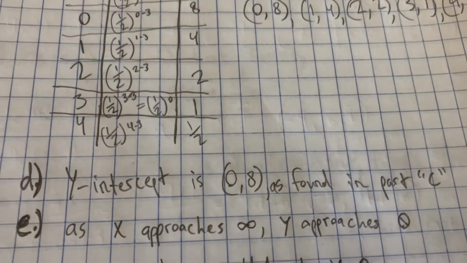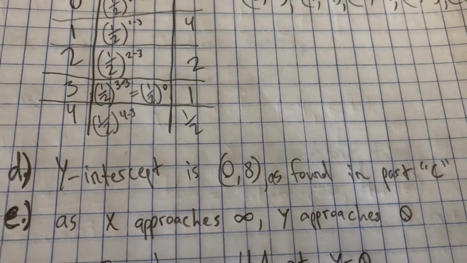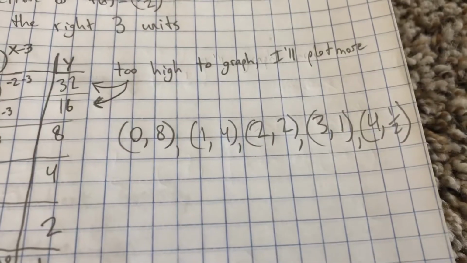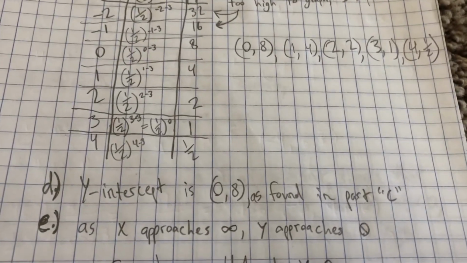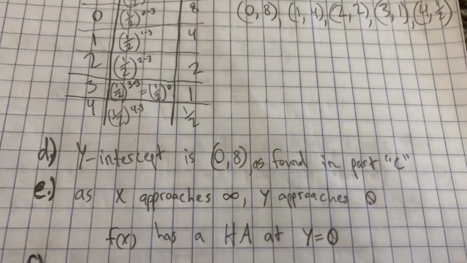So part D is we got to find the y-intercept. We did that by plugging in the x value right there of 0 and getting 8 as the y value. So our y-intercept is going to be (0, 8), as found in part C.